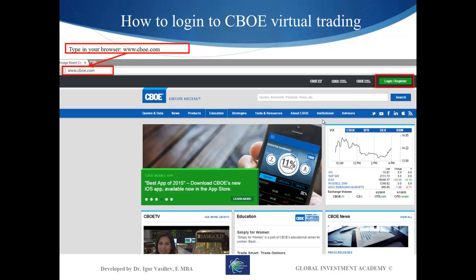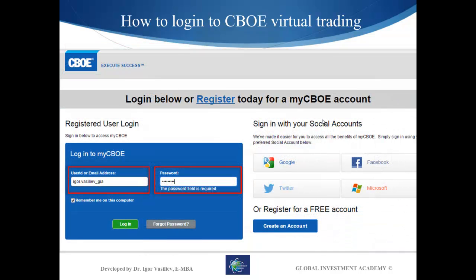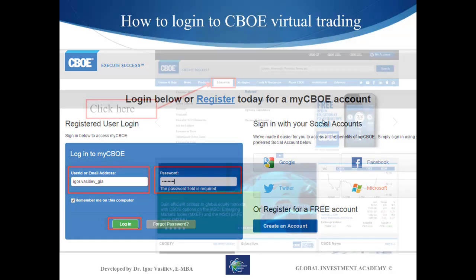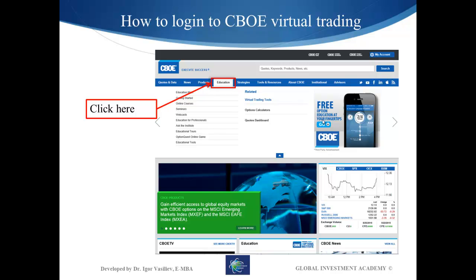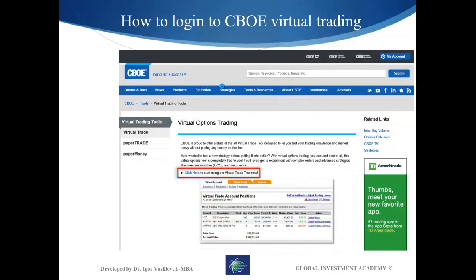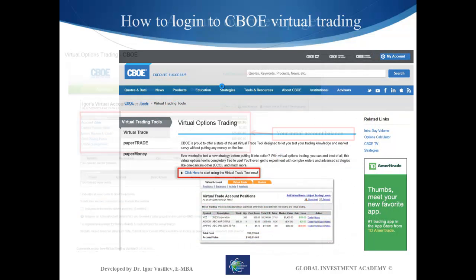Now, if you see login and register, you just click there and then you need to insert your username or email address and then a password for this account and click login. After that, you can see on the right part of your screen my account, right? So it means that you're logged in. Then you click education and virtual trading tools. And after that, click here to start using virtual trade now.